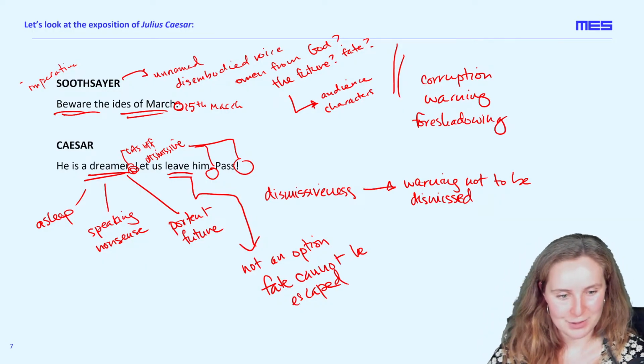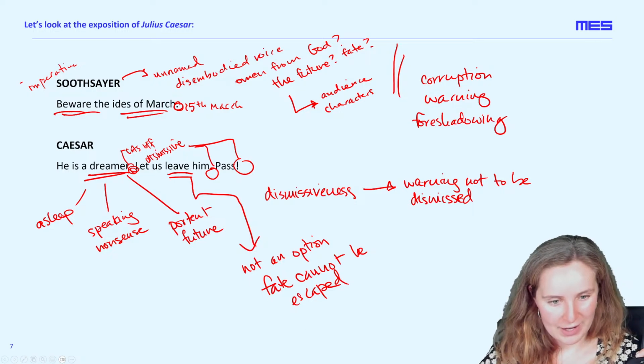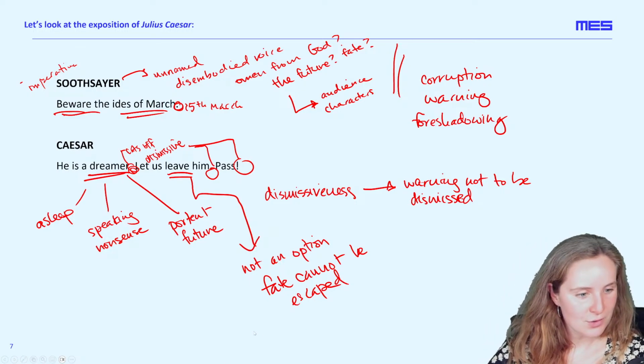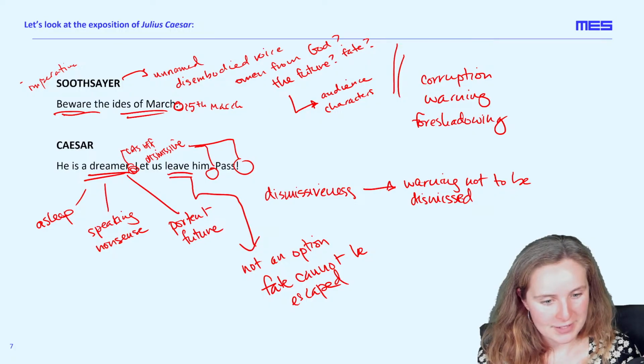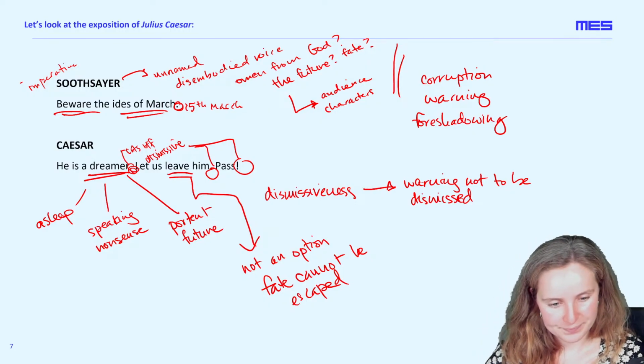If anyone can pop into the chat, what was that called? Sort of structure of society in which you're born into a certain place and your fate is determined for you.